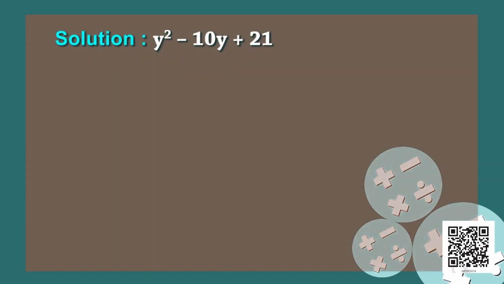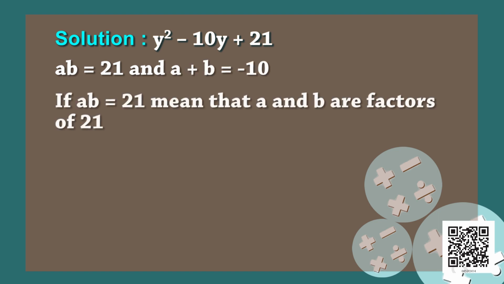Consider the given expression y square minus 10y plus 21. Again, by comparing the right hand side of the identity 4 with this expression, we find a into b is equal to 21 and a plus b is equal to minus 10. If ab is equal to 21, it means that a and b are factors of 21.